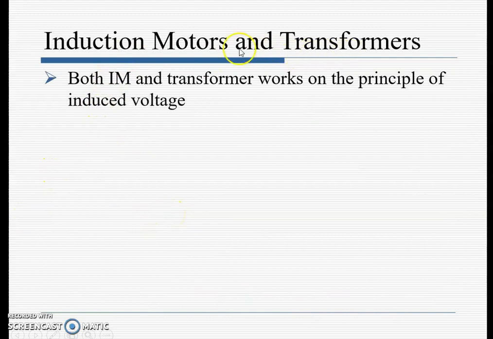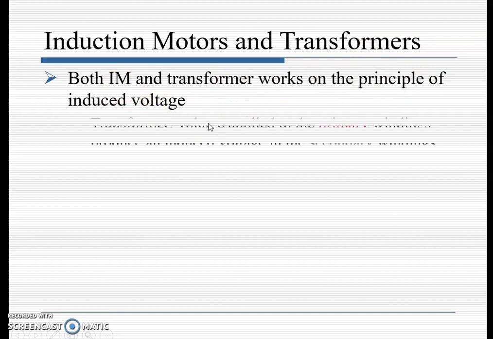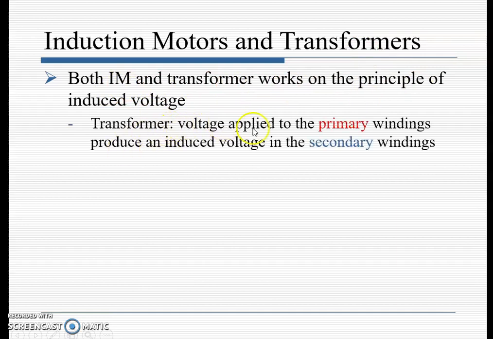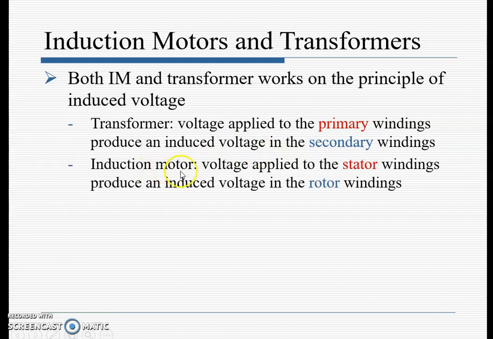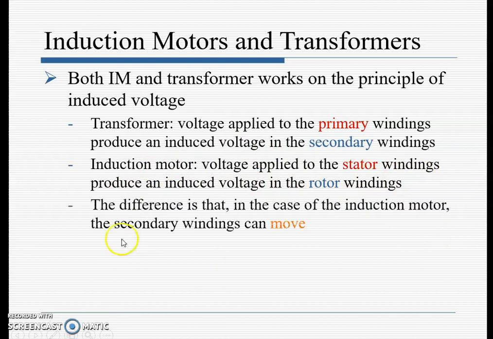Now what's the similarity between the induction motor and transformers? Both the induction motor and the transformer work on the principle of induced voltage. In a transformer, voltage applied to the primary winding produces an induced voltage in the secondary winding, whereas in an induction motor, voltage applied to the stator winding produces an induced voltage in the rotor winding. The difference is that in the induction motor, the secondary winding can move.